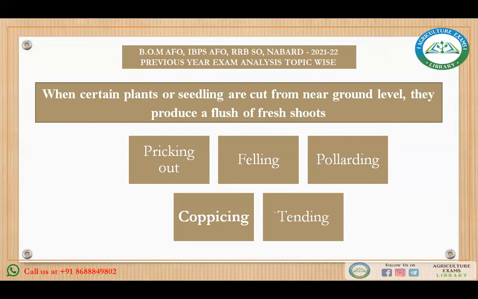When you talk about felling, that is simply the removal of the trees, in a group or singly, scattered over the forest. And pollarding, that is the cutting of the upper portion, the top branches or the top part of the tree. And coppicing, that is cutting the seedlings or the plant from the ground level. And tending, these are the operations carried out for the benefit of the forest during its entire life, like cleaning, weeding, thinning. Okay, then right answer to this question is coppicing.